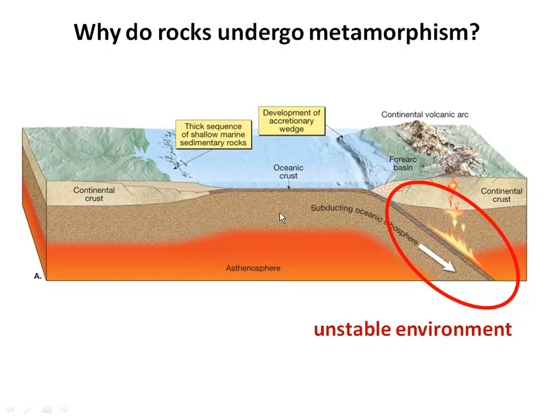We could have this piece of continental crust crash into this other piece of continental crust. We talked about mountain building. There's another environment where metamorphism could occur. We'll talk a little bit more about those environments. Regardless, it's some kind of unstable environment with a lot of heat and a lot of pressure, and the rock has to change to respond to those stressors.